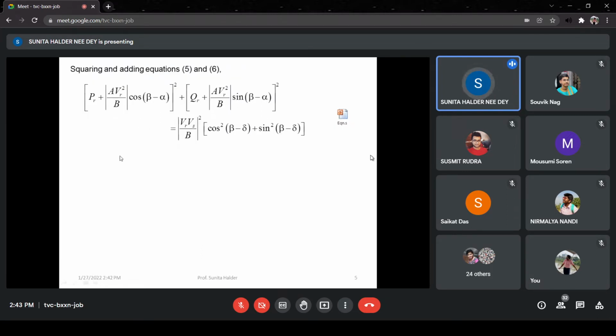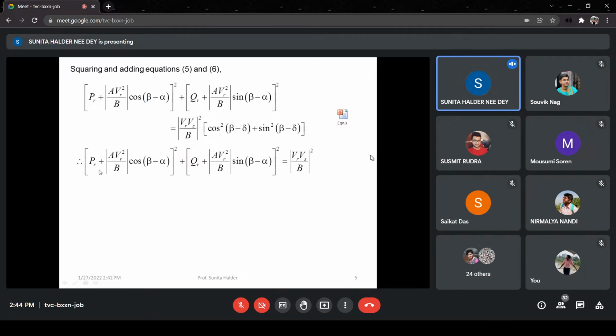So if we square and add, we can get this thing. So from there, we shall get this one. So this equation is independent of delta. So it is showing the locus of power when delta is variable. If delta is variable, then how P and Q will change, in which path they will move.